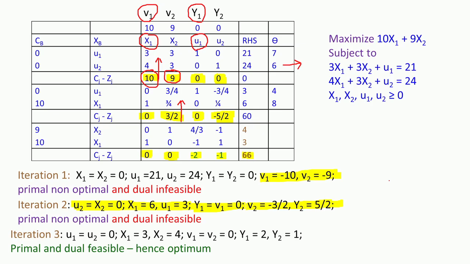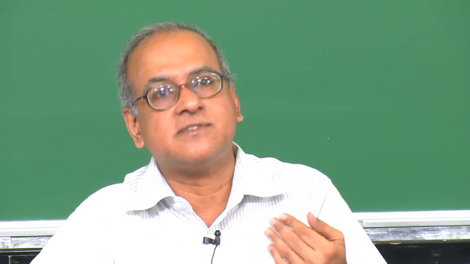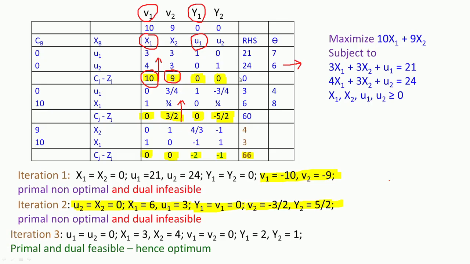The other way is to say a positive Cj minus Zj indicates infeasibility of the dual because the negative of the Cj minus Zj is the dual. So here there are positive Cj minus Zj's indicating non-optimality. Here there are positive Cj minus Zj's for the x2 indicating non-optimality. Here there is no positive Cj minus Zj, therefore optimum.